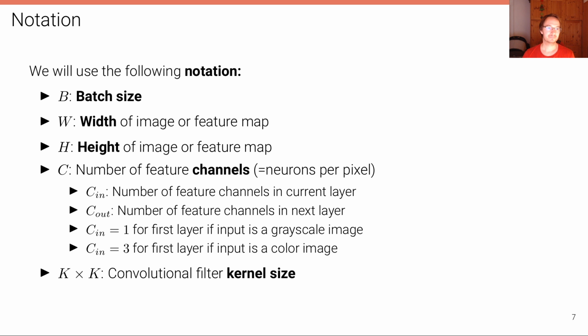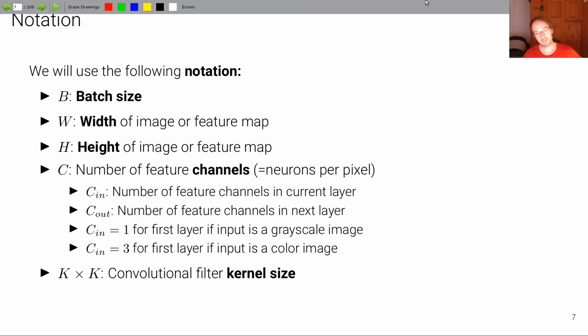We will now make this all a little bit more formal by introducing the notation that we're going to try to be consistent with for the entire lecture. So we're going to use B, the batch size, as before, and we're going to write W and H for the width and height of the input image or intermediate feature maps. And then we have the number of feature channels, which is the number of neurons per pixel, C. And if we describe a layer, we need to describe the input and the output. So we have a C in and a C out, just to distinguish input and output for a particular layer.